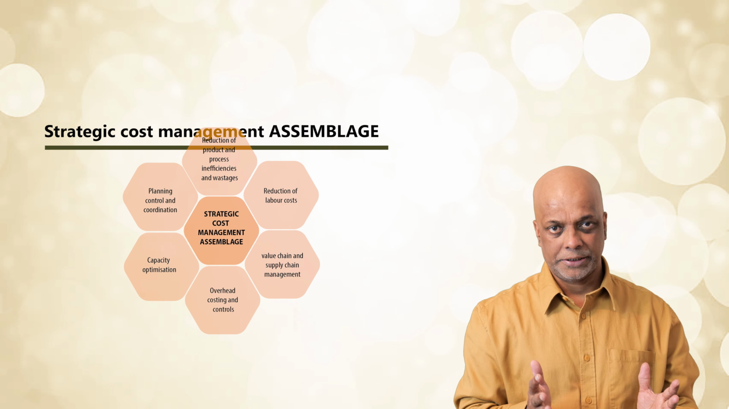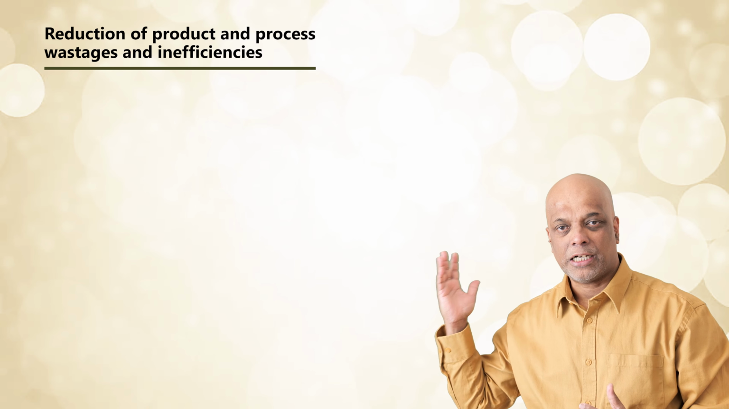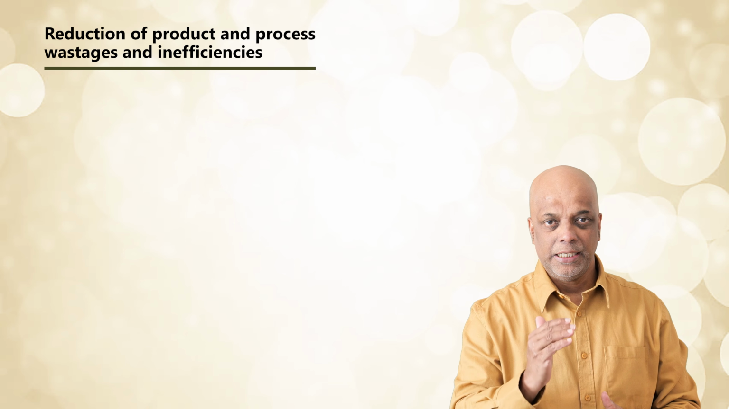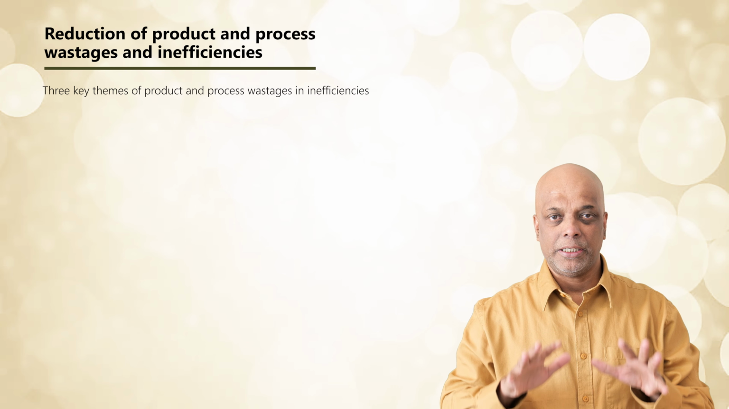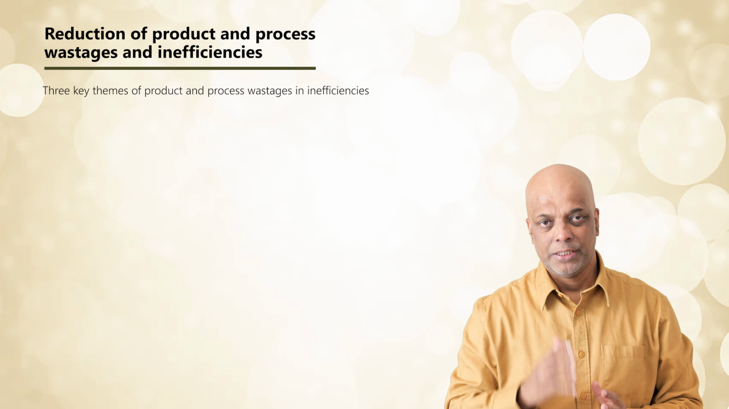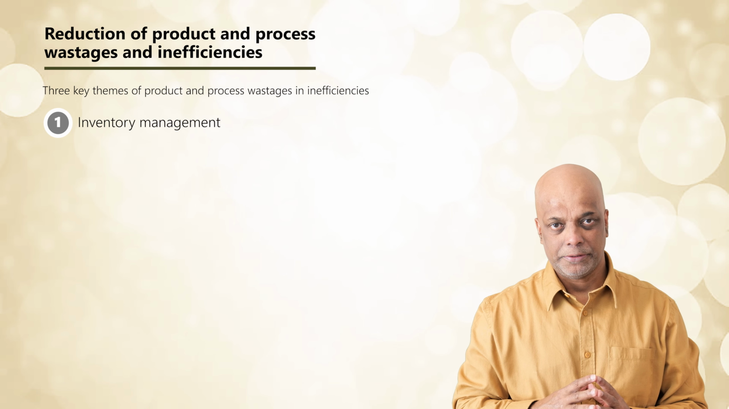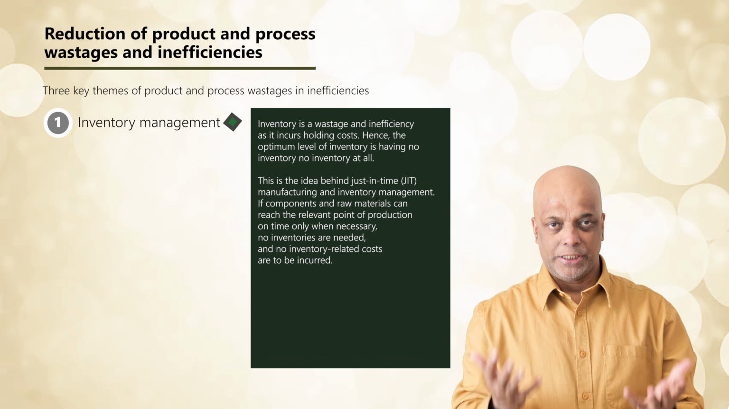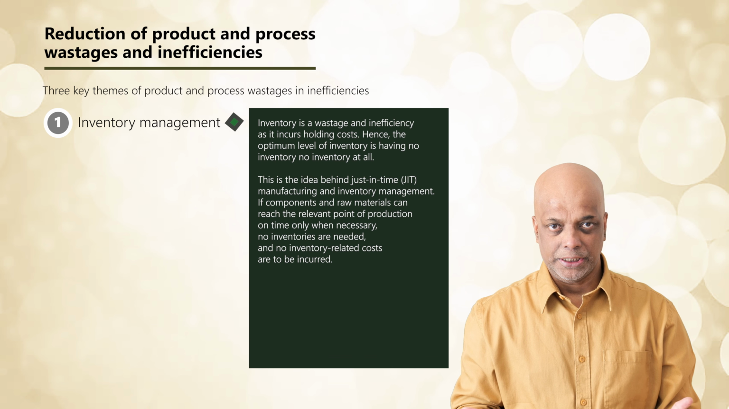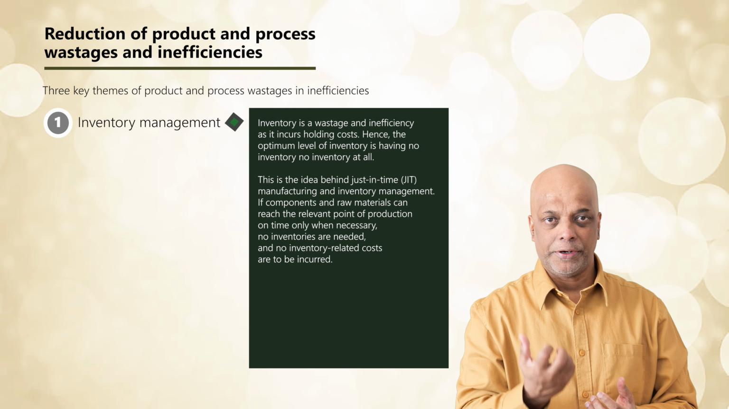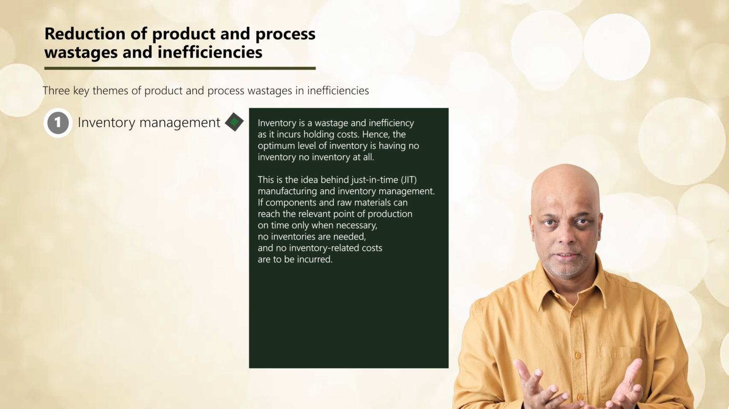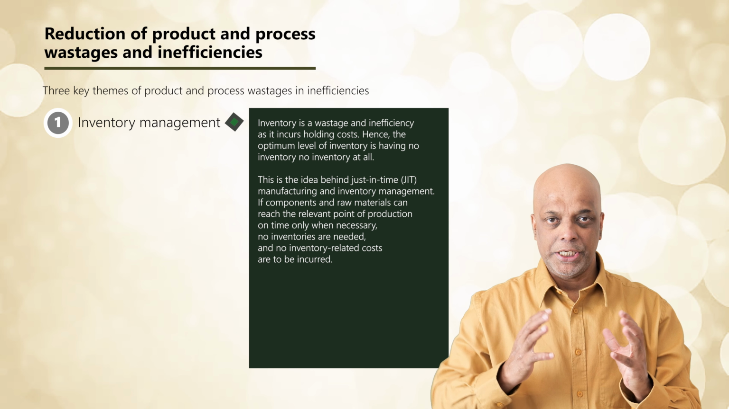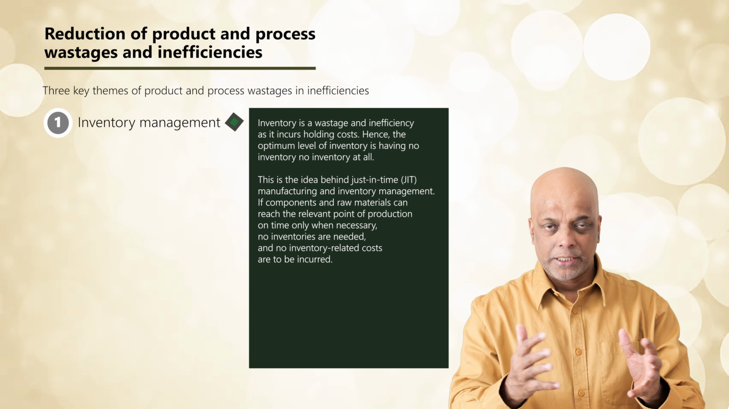When it comes to the reduction of product and process wastages and inefficiencies, there are 3 key themes that contemporary management concentrates on. The first one is inventory management. Nowadays, managers think that inventory is a wastage. Inventory is an inefficiency. That is because holding inventories incurs holding cost. It requires very valuable space. It requires various managerial effort and labor to protect the inventories.